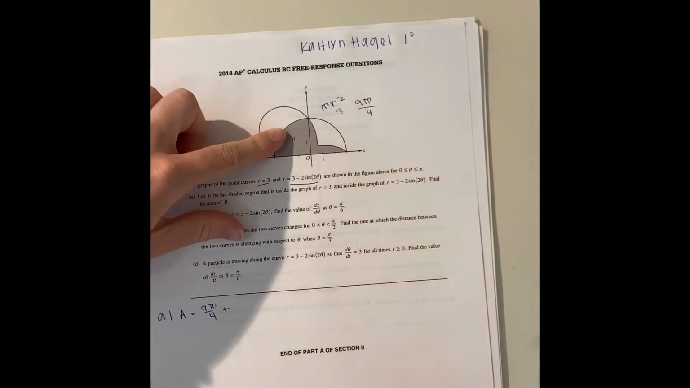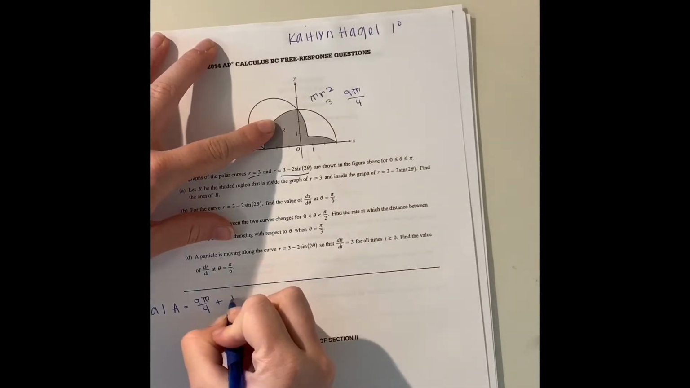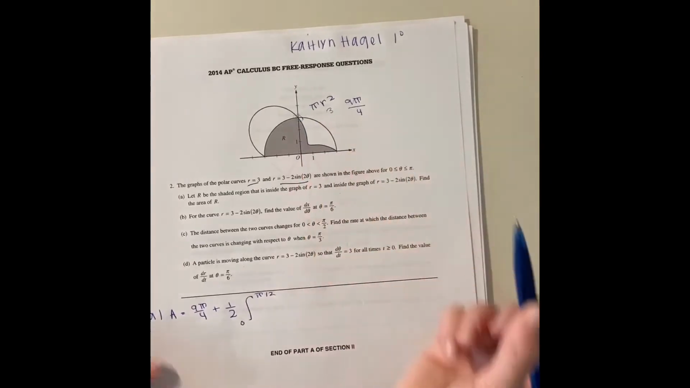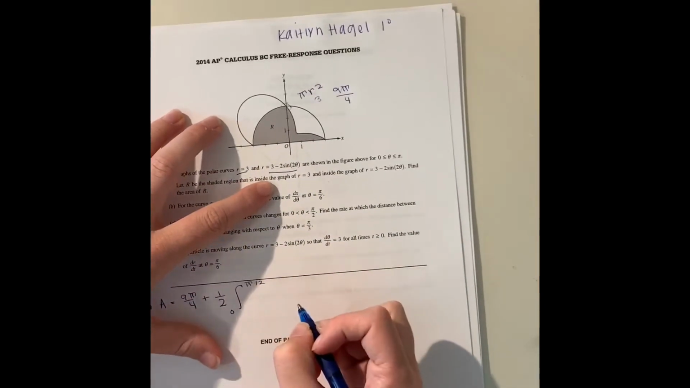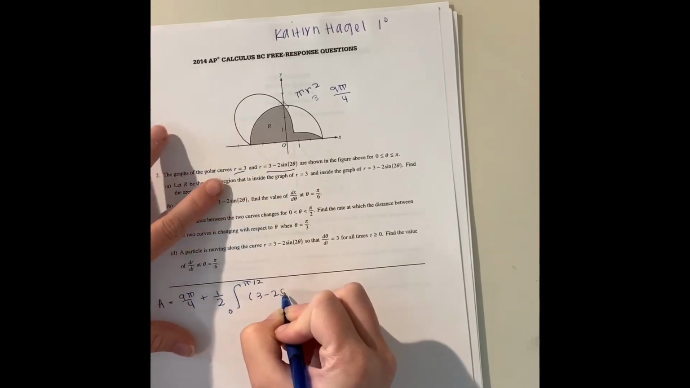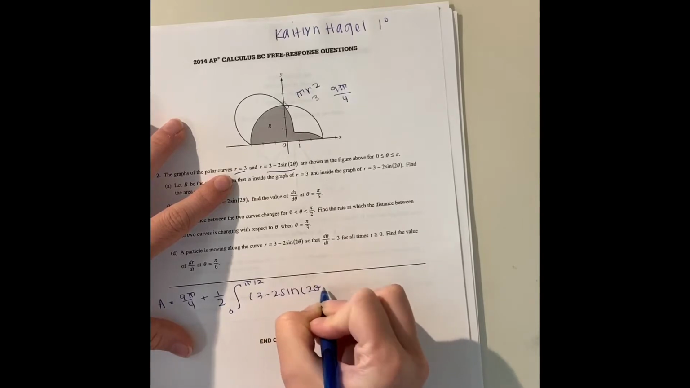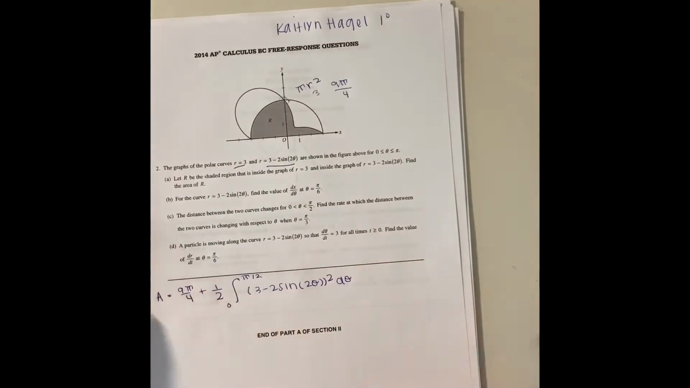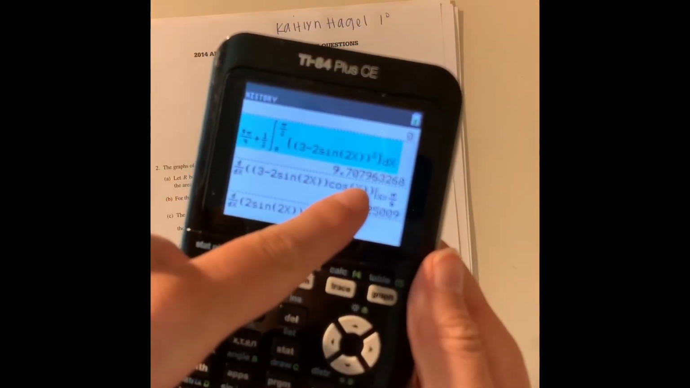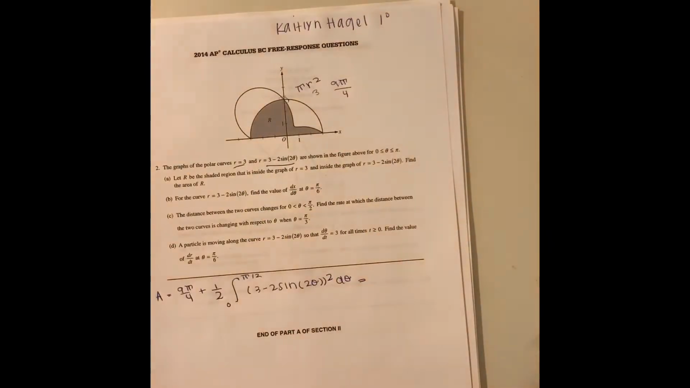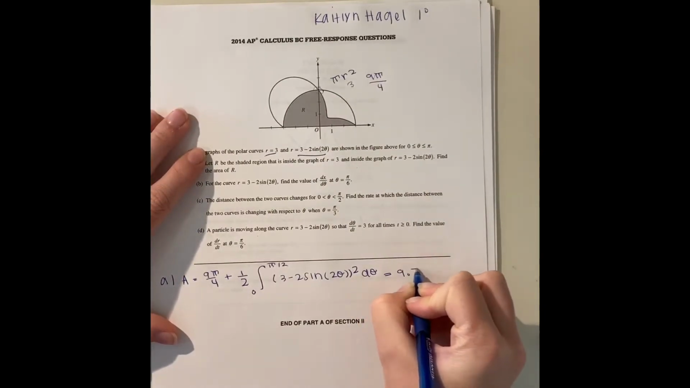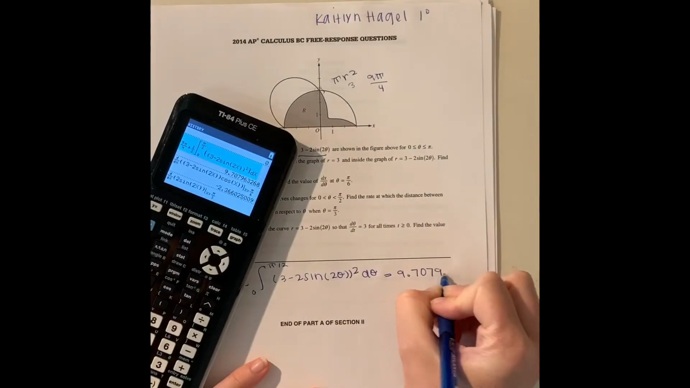And then to find the area of this section, you're going to start with, it's just part of the area formula, 1/2, and then the integral from 0 to pi over 2, because this is pi over 2, of 3 minus 2 sine 2 theta, squared, d theta. Then I plug that whole equation into my calculator and I got 9.707. So we'll add that, and that will be our answer. That's the area of R, 9.70796.